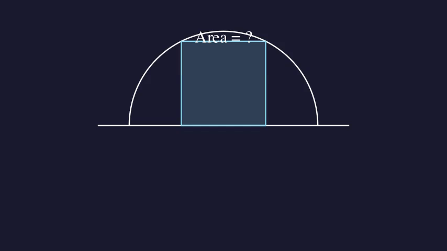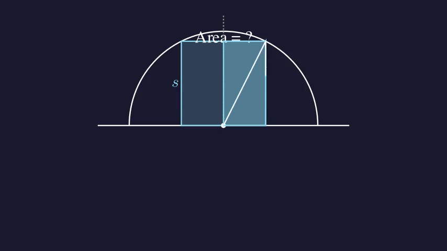To solve, watch as we break down the geometry using symmetry. Let us define the side length of the square as the variable s. Because the square is inscribed symmetrically, the center of the semicircle aligns perfectly with the center of the square's base. This means the vertical line of symmetry splits the square into two equal rectangles. Focus your attention on the right half of the figure to find the solution.